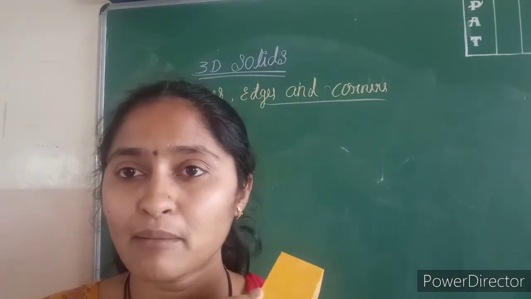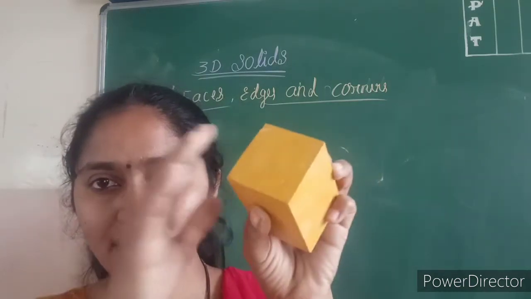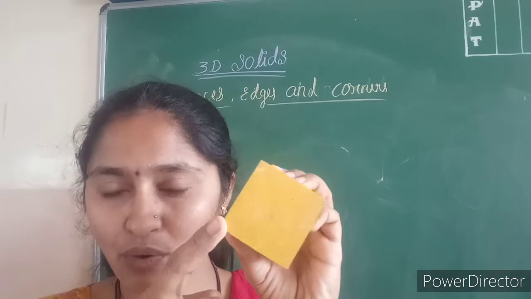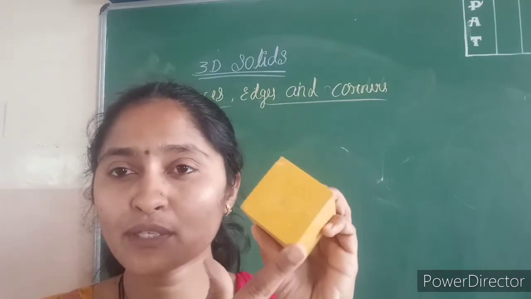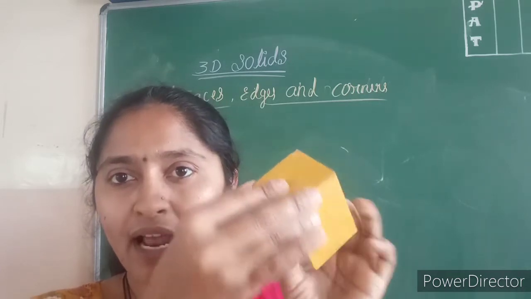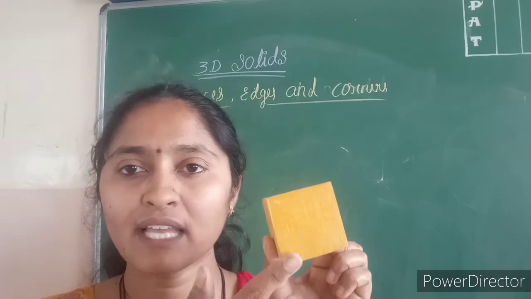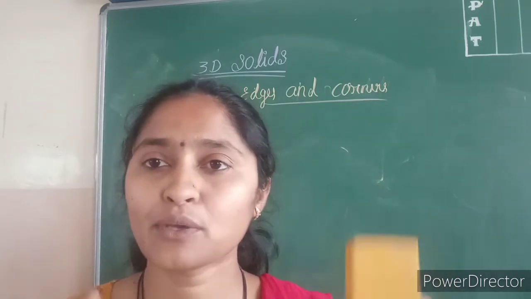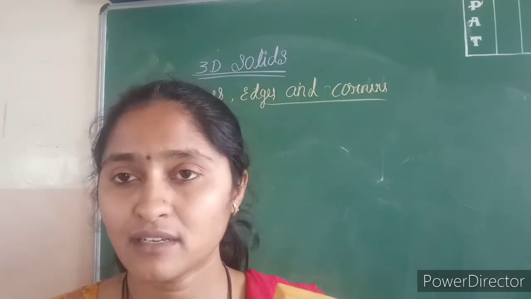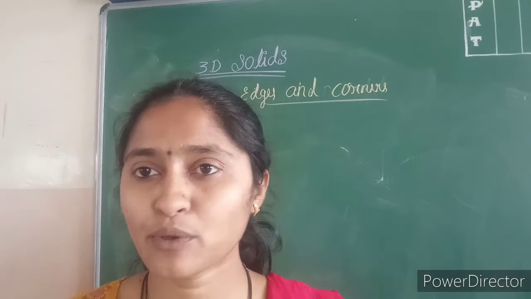And again we'll see about corners. How many corners does it have? So now see here. This is one corner, 2, 3, 4. So how many corners? 4 corners here and one more side. 5, 6, 7, 8. So total how many corners does it have? It has 8 corners, 6 faces, 12 edges. A cuboid has 8 corners.